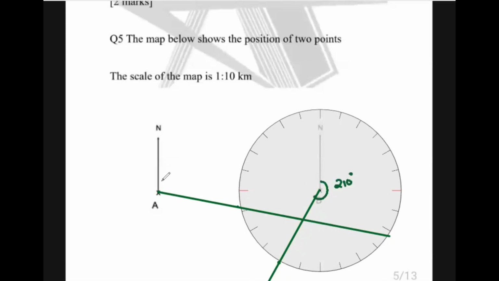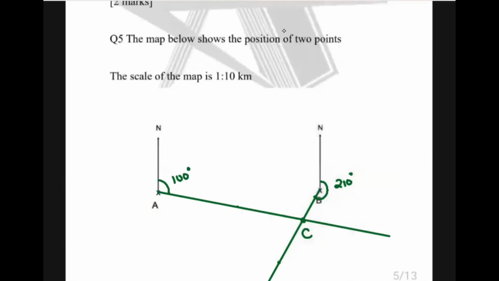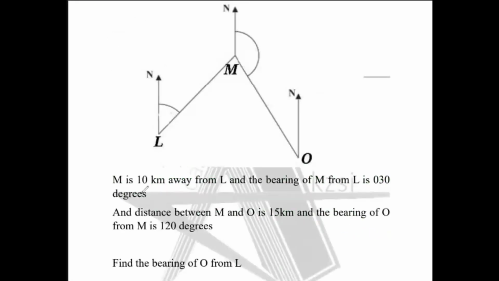And this is 100. Wherever they are meeting at this point, this will be C. And this is the reason they haven't mentioned the distance, because they are asking wherever these two are meeting, this will give you point C. It says M is 10 kilometers away from L. So let me write 10 kilometers.